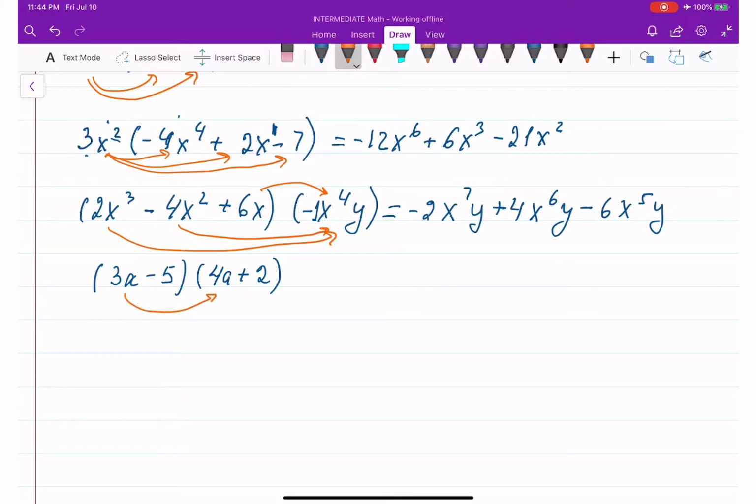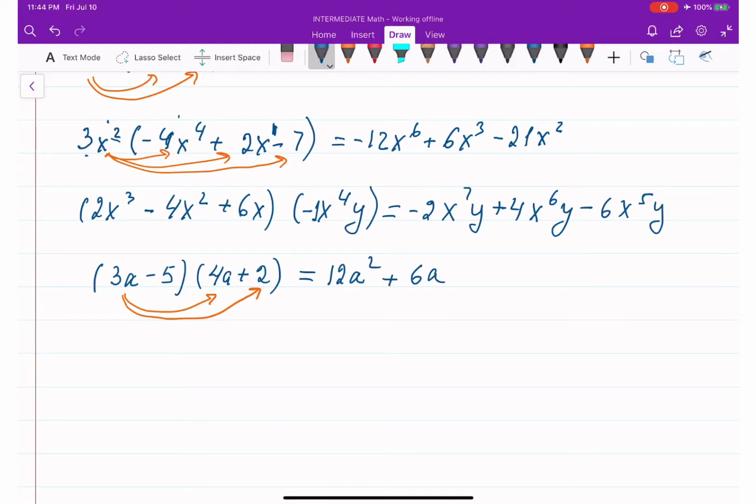3a times 4a. Let me clean this not to make too much mess. So 3a times 4a, it's gonna be 12a squared, right? 3 times 4 is 12. A times a is a squared. Next, 3a times 2. It is gonna be plus 3 times 2 is 6. And a is gonna stay here.